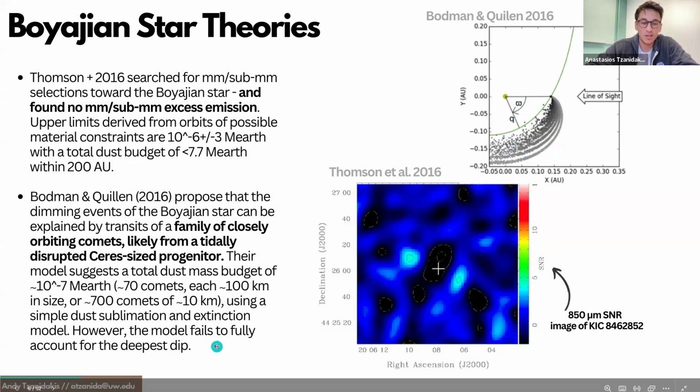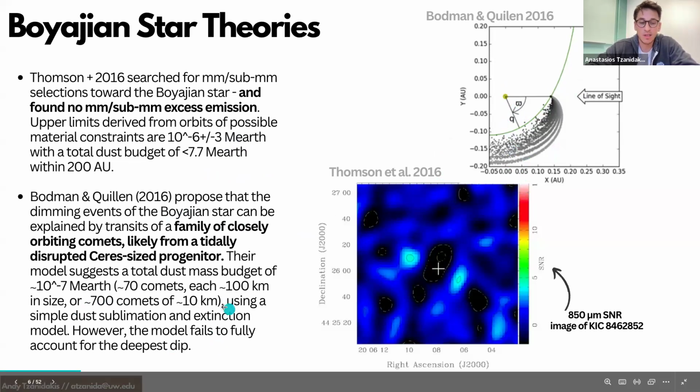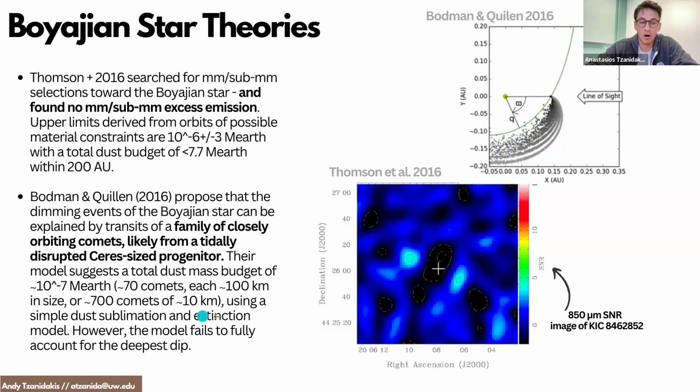So this is equivalent to something like either 70 comets about 100 kilometers in diameter, or 700 comets that are 10 kilometers in diameter. And these things most likely were tidally disrupted. However, I think the big challenge with this model is that there are still some dimmings within the Boyajian star that Kepler saw that these theories alone cannot explain. So still lots of questions about this system.